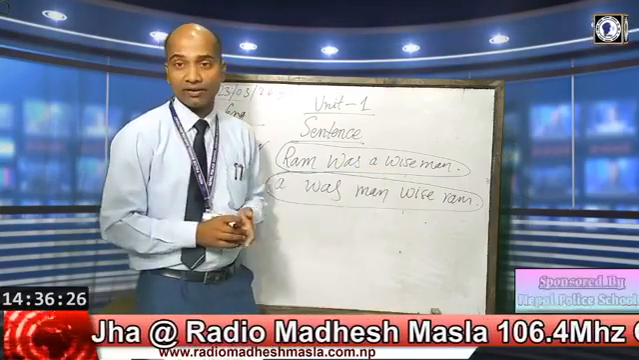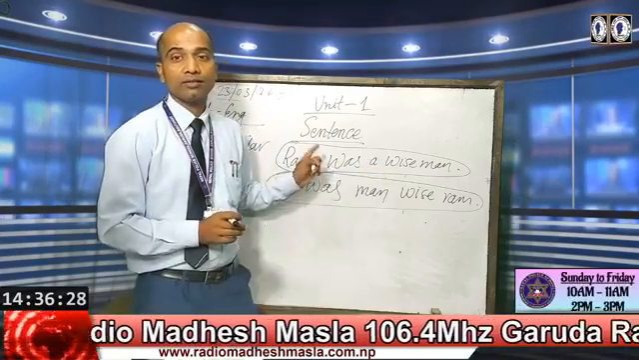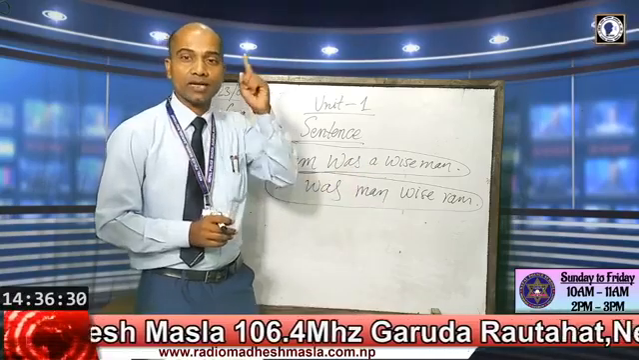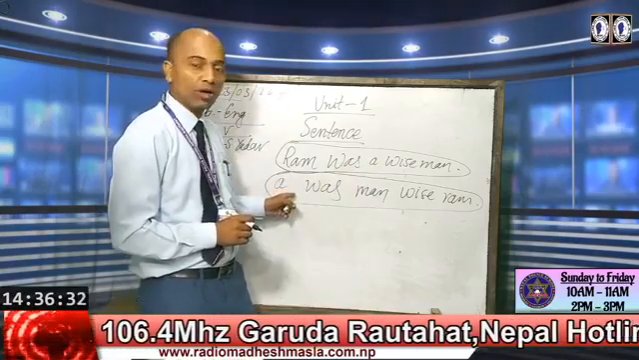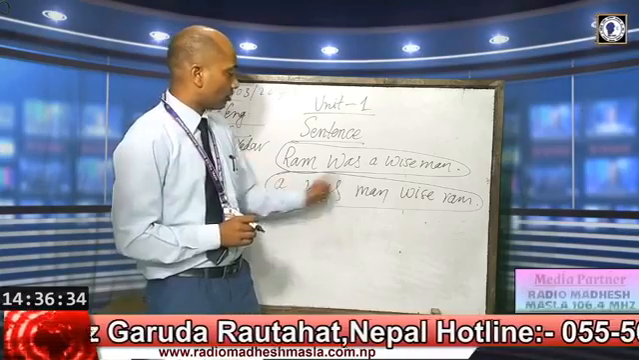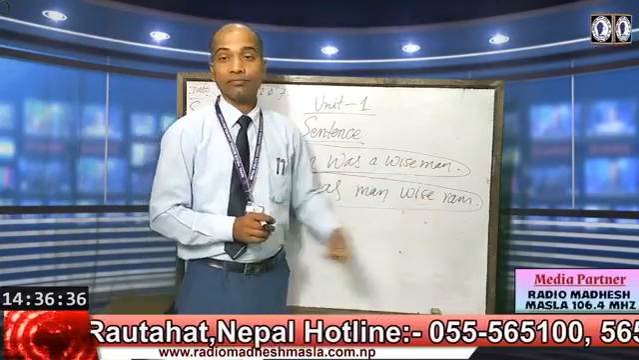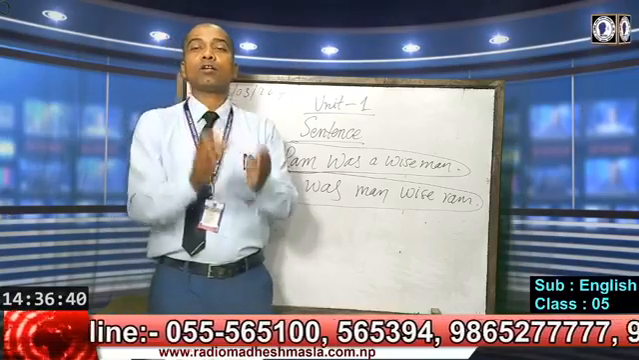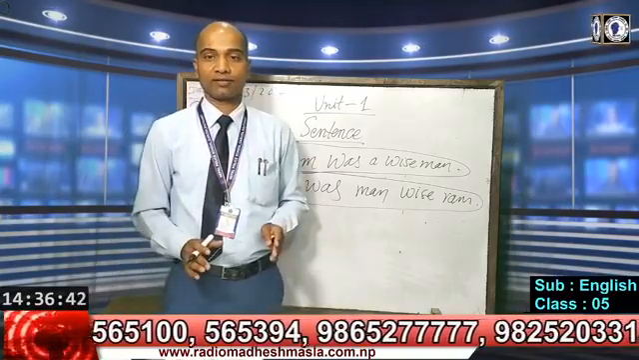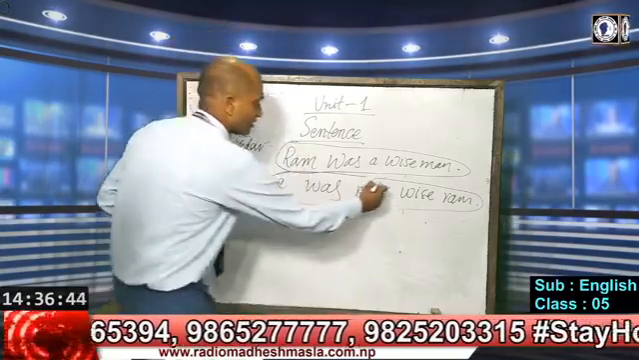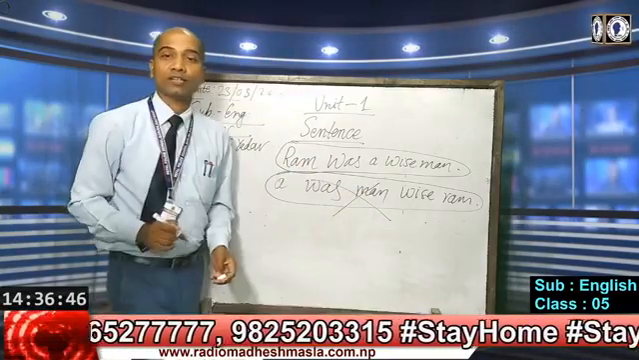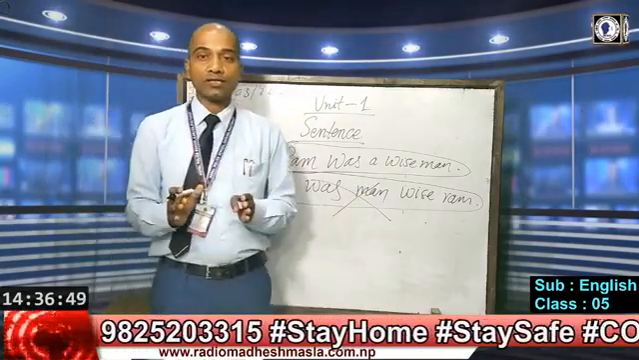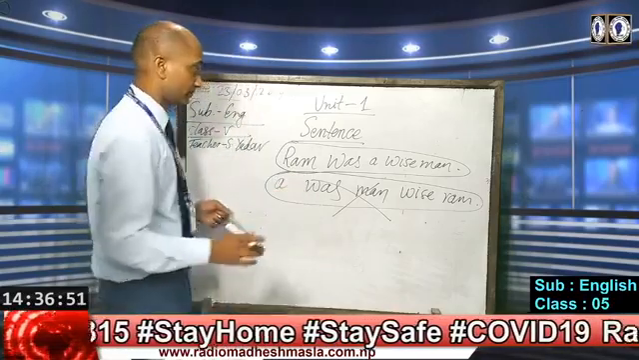Ram was a wise man, because it gives a complete meaning, it gives a sense. The below one, "all wise man, wise Ram," is a group of words, but it does not make any sense. That's why it is not a sentence. So a sentence is a group of words.